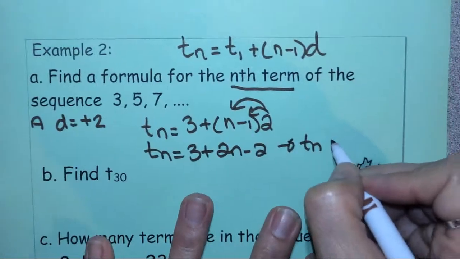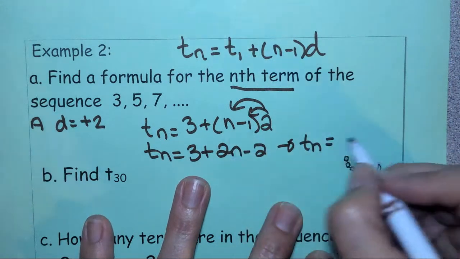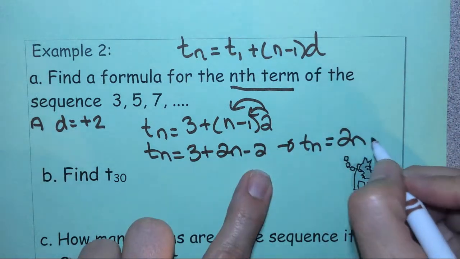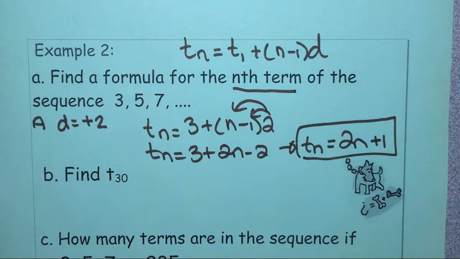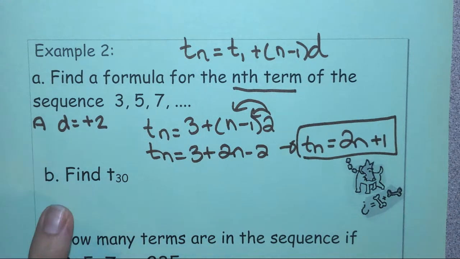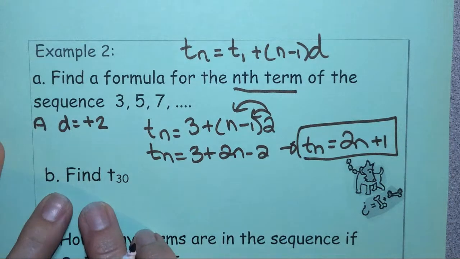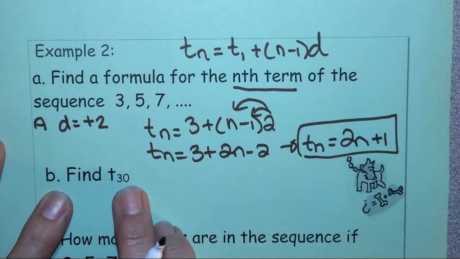So tn equals 2n, and then 3 minus 2 is plus 1. So that is my formula for the nth term. Now that I have the formula, I can go do part B. Part B wants me to find the 30th term.